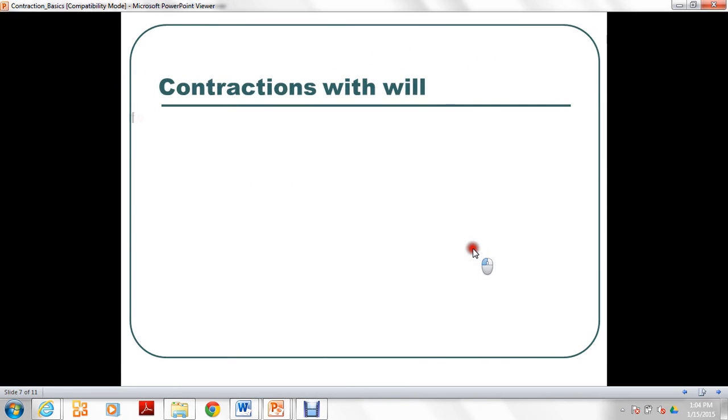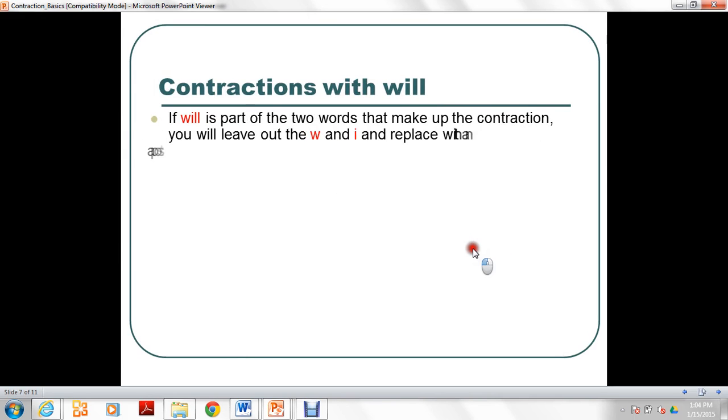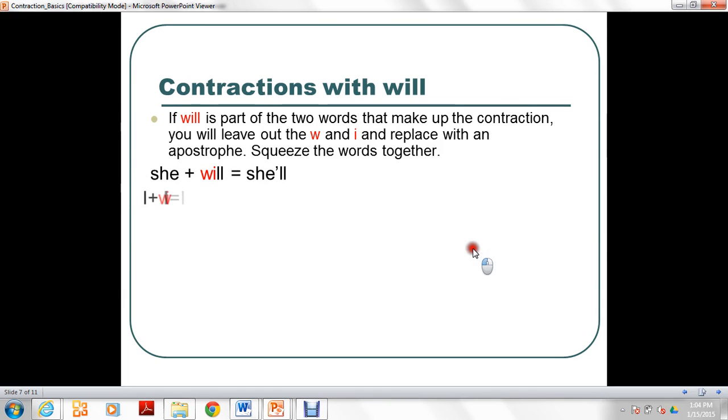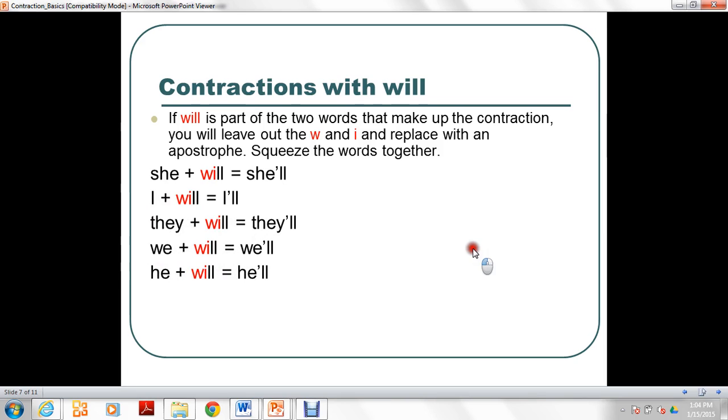Contractions with will. If will is part of the two words that make up the contraction, you will leave out the W and I and replace them with an apostrophe, and then you squeeze the words together. She plus will becomes she'll. I and will become I'll. They and will become they'll. We plus will becomes we'll, and he plus will becomes he'll. You plus will becomes you'll. It plus will becomes it'll.